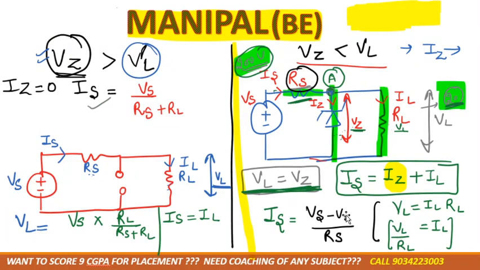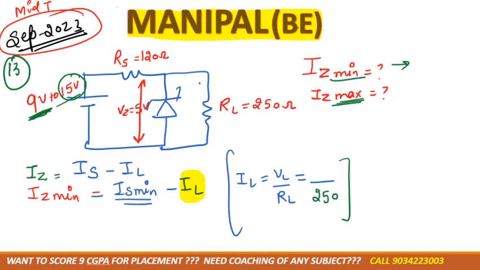Back to this page. Now as you can see, in this case VL is always equal to VZ. Meaning whatever the zener voltage is, that would be equal to the load voltage, right? So let's see whether they give you the zener voltage or the load voltage. Tell me. They have given the zener voltage in the question. So can we say that VL is equal to VZ? So VL is equal to VZ is equal to 5 volt. Correct?